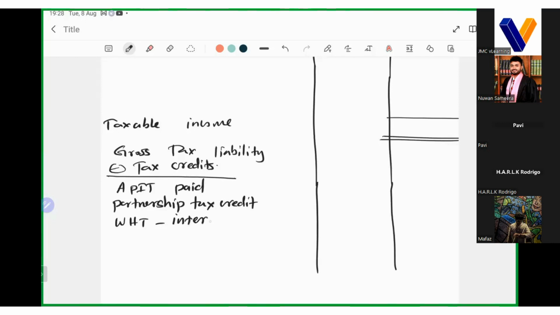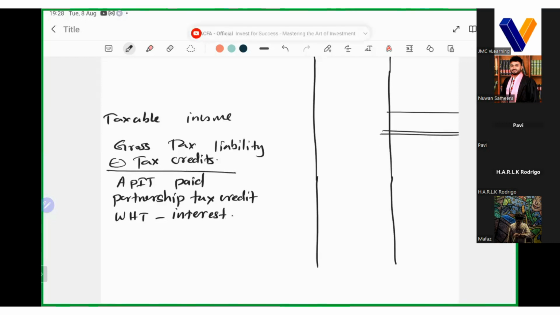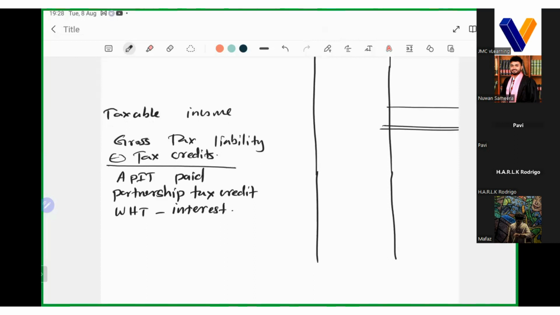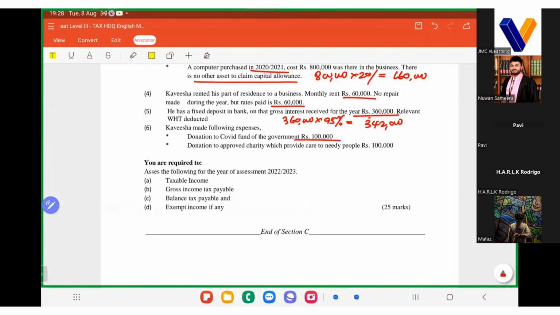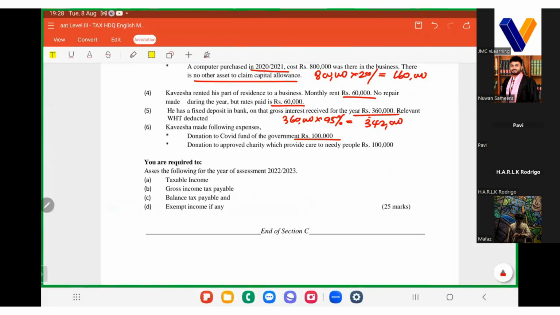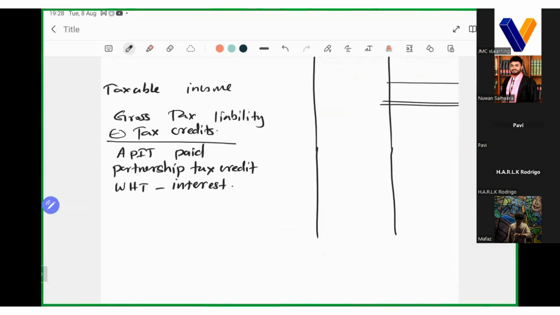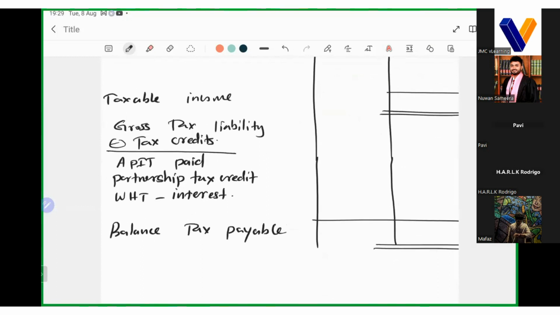Then withholding tax on interest. Is there any installment paid in this section? Self-assessment payment? No, they have nothing given. So once you deduct all these things, then you can calculate what? Balance tax payable. Right, we'll see how we can calculate these things, right?